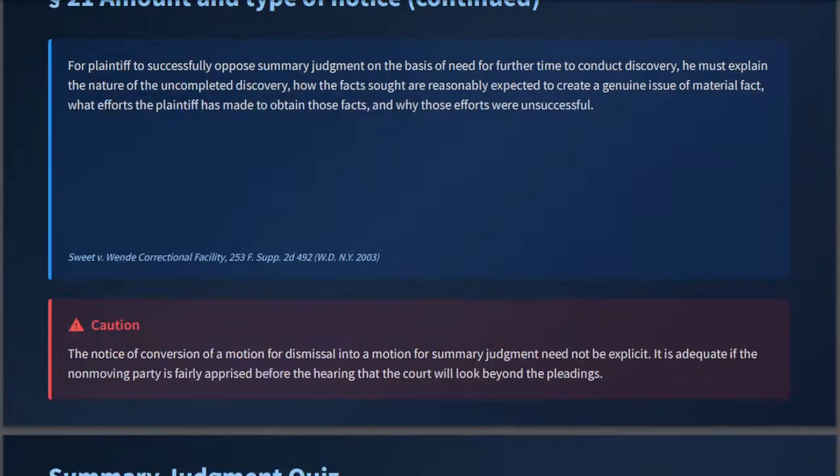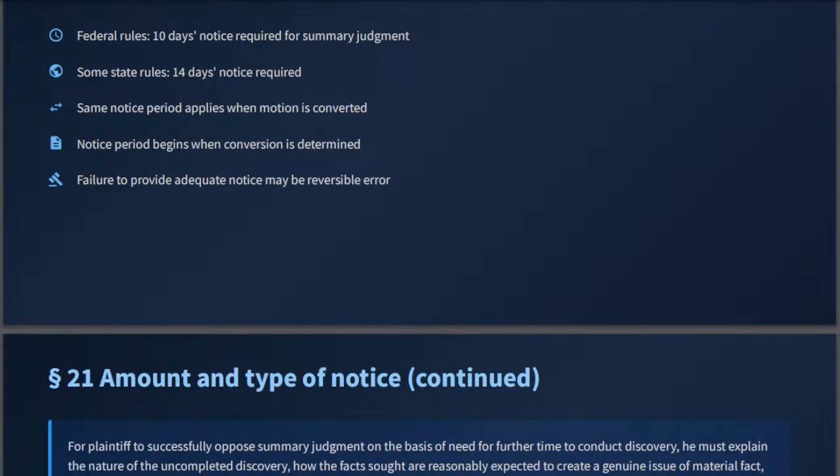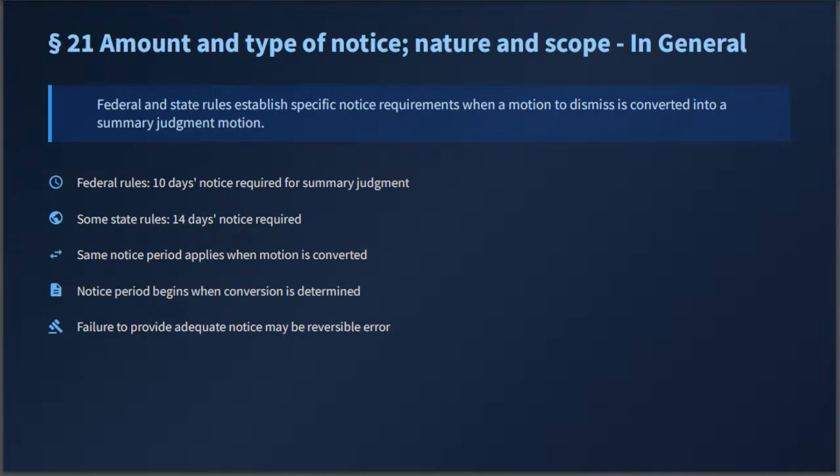Notice this. Here we go. Federal rules, 10 days notice required for summary judgment. However, some state rules, 14 days notice required. So be careful. Make sure that you always check with local and state rules. You can't just only go by the federal rules, though most of the time they're going to apply, practically all the time. But some states have other rules. This is one where they will.